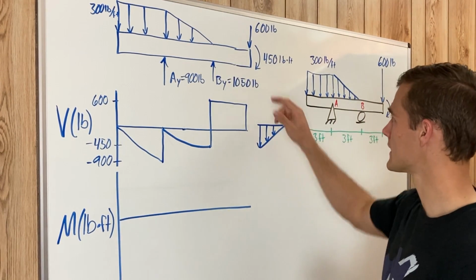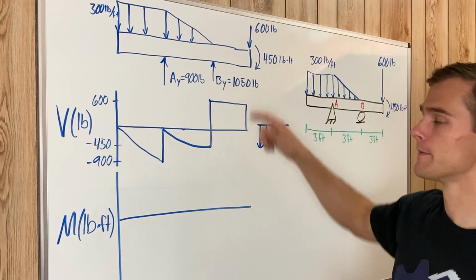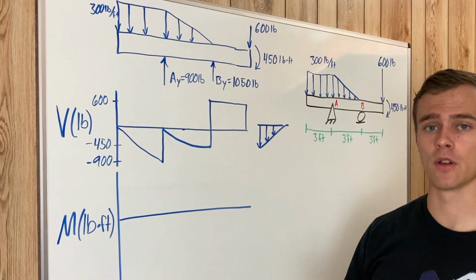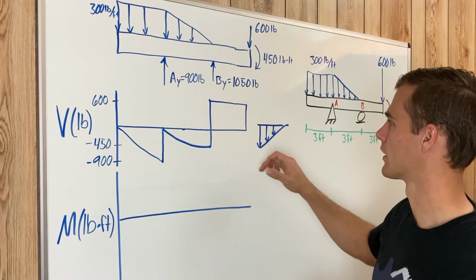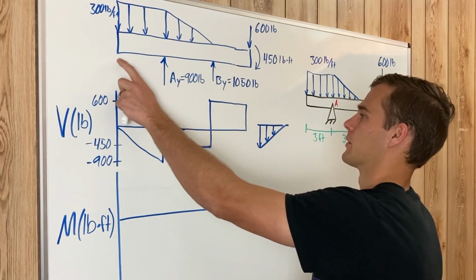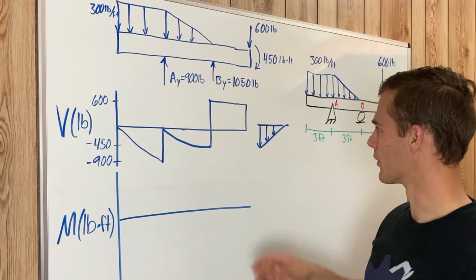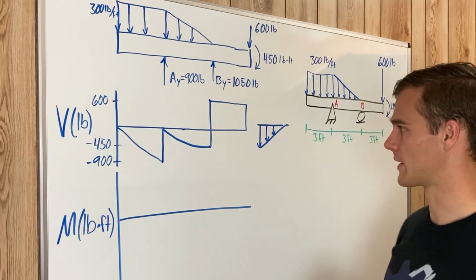And that will bring us down to 0. And because this end is free floating, it's not supported by anything, we know that the internal forces are also going to be 0, just like it was at this end. So that's one way we know that we did it right.